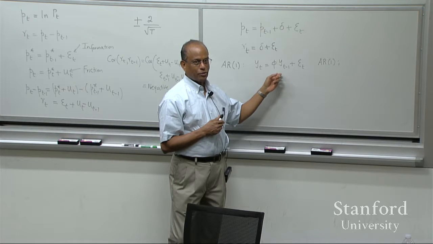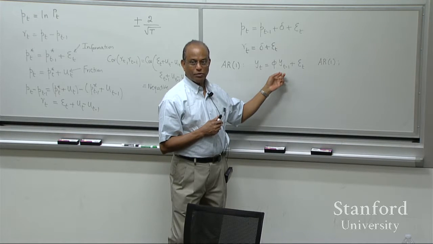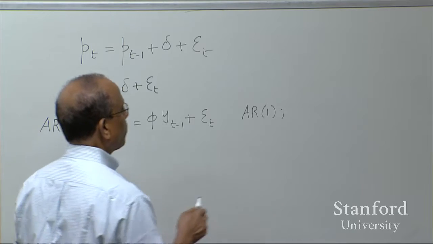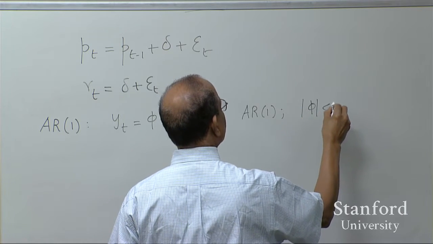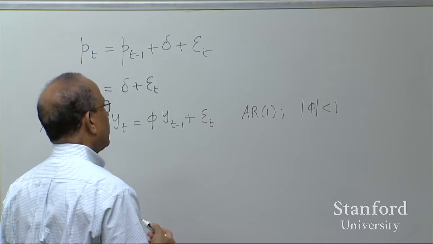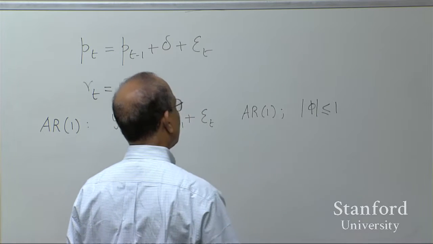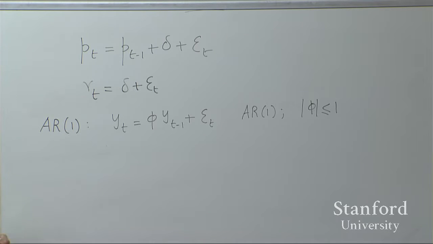What is the constraint? It's non-zero, otherwise there is no model. But is there one other constraint? What is that? This coefficient should always be less than 1 for strict stationarity. If it is equal to 1, that's what we are talking about, the unit root non-stationarity condition. So what is the property of this?